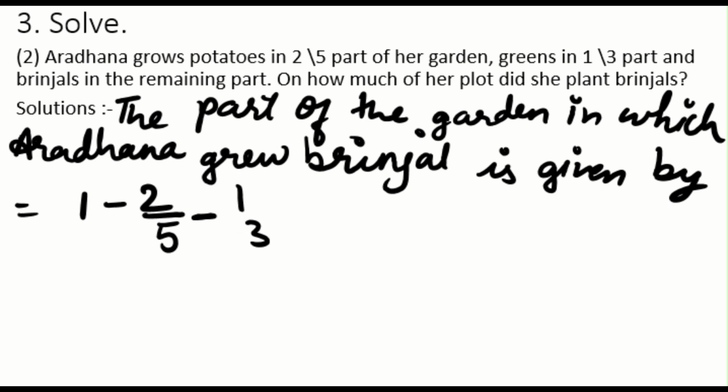Okay. Now we have to subtract it. Now the plot is 1, from which 2 by 5 part is for potato, 1 by 3 part is for greens, and the remaining part is for brinjal. So we have to make this fraction.